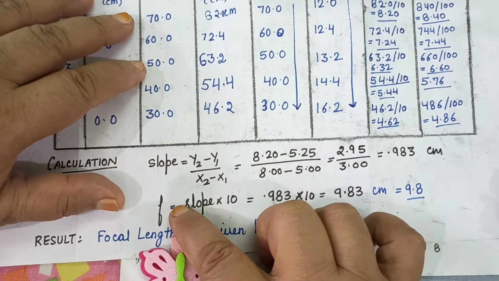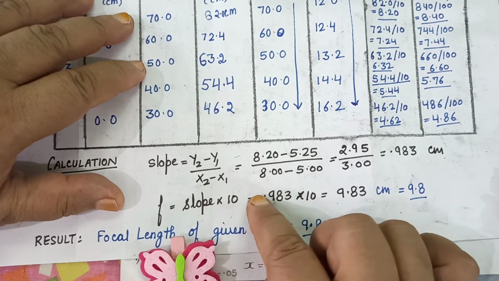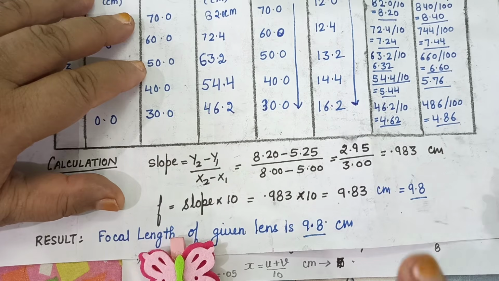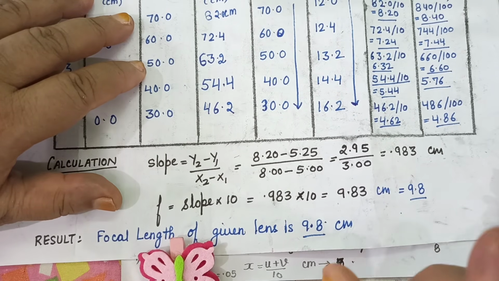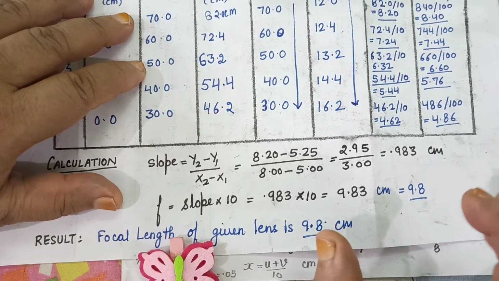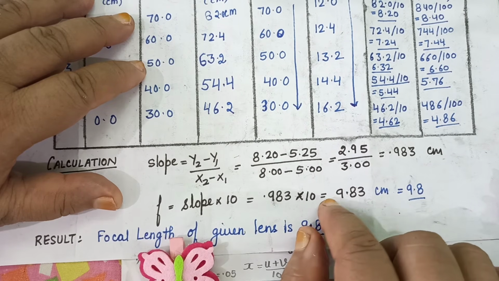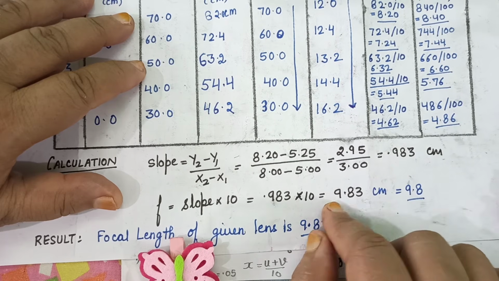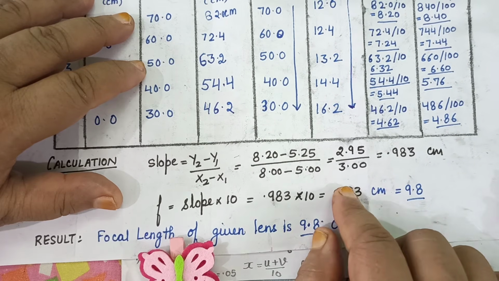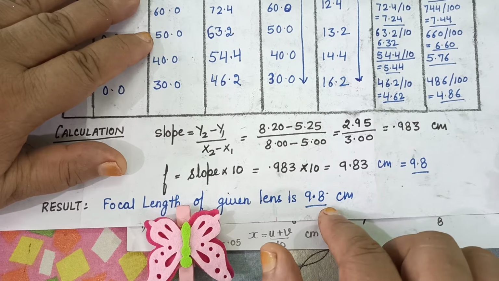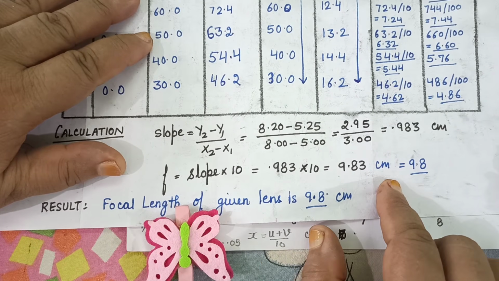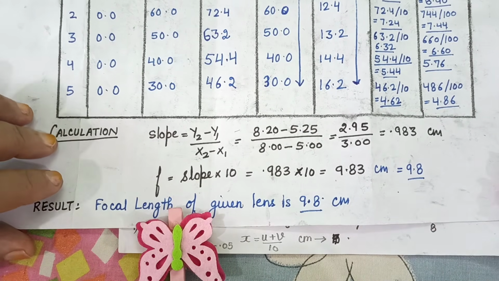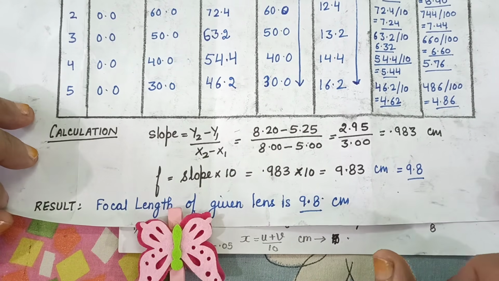After that they said that focal length is slope into 10. So we calculated and we got 9.83. And as I told you, the focal length of our convex lens is 10. So our reading is within 30%. 30% error is allowed. So the result is that the given focal length is 9.80. So this is how you have to write your answer paper in the practical exam.